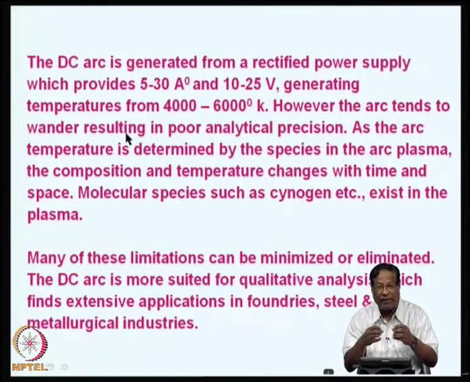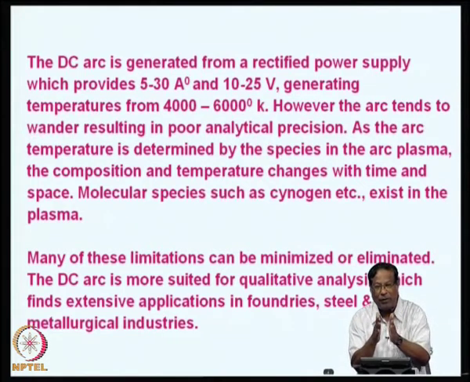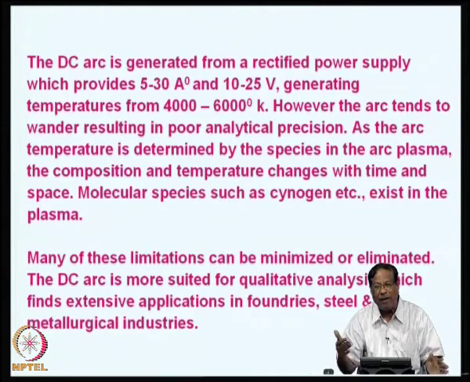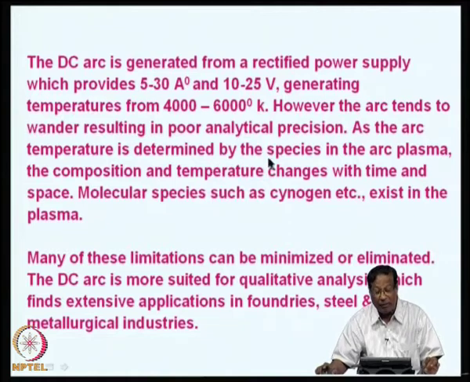As the material gets eaten up, the distance gap between the two electrodes keeps on increasing and the arc quality changes. So, as the arc temperature is determined by the species in the arc plasma, the composition and temperature also change with time and space.